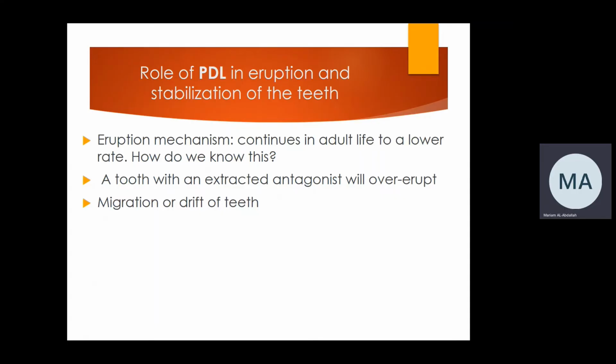Another example is when we have an extracted tooth, then the surrounding teeth within the same arch will start to drift and move around. How? This is what we call normal physiological tooth movement as a result of forces generated within the fibers of the periodontal ligament space.